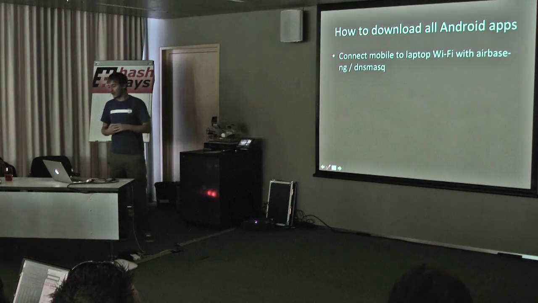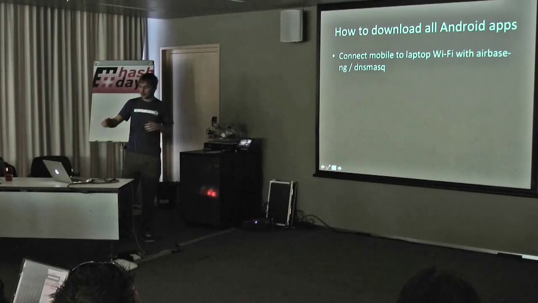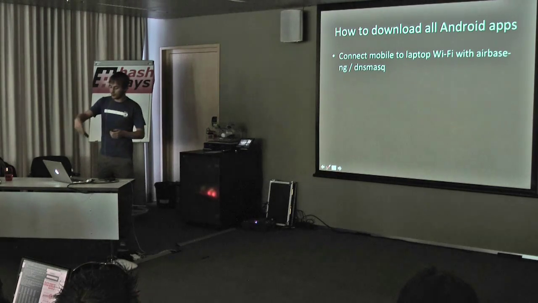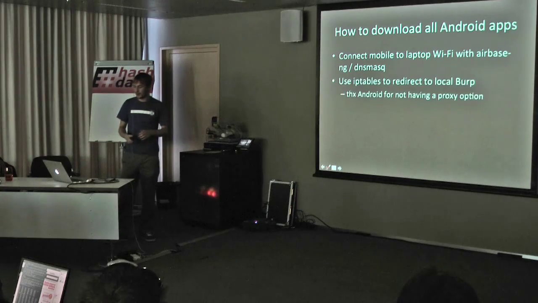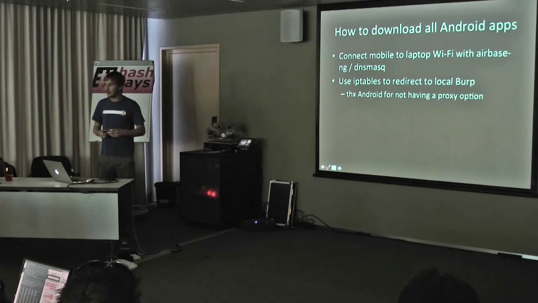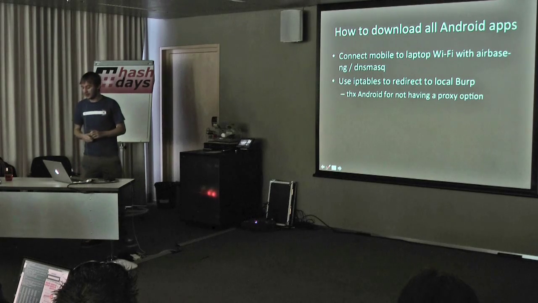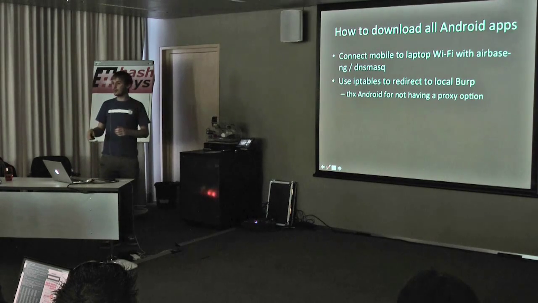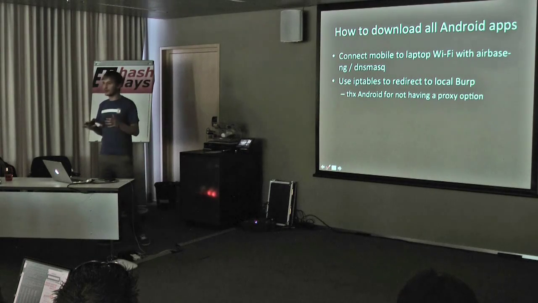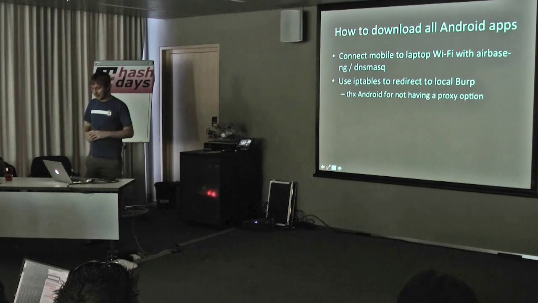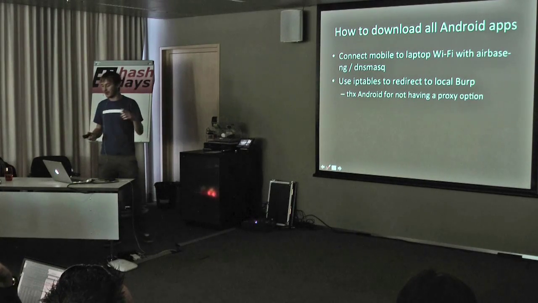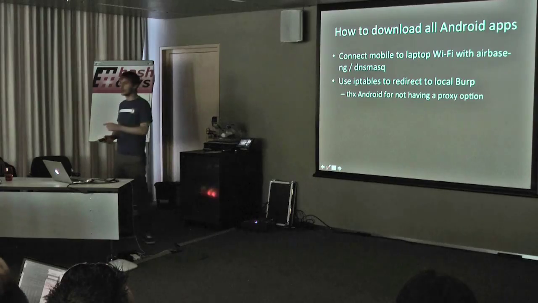my mobile. So I connected my mobile phone to the laptop over Wi-Fi. I made a new Wi-Fi access point on my laptop. I used iptables to redirect the traffic on port 80 to a local Burp instance. Burp is just an HTTP proxy. Nothing too fancy, just an HTTP proxy. And yeah, I had to use iptables because I could not specify a proxy in Android, because Android has no proxy options.